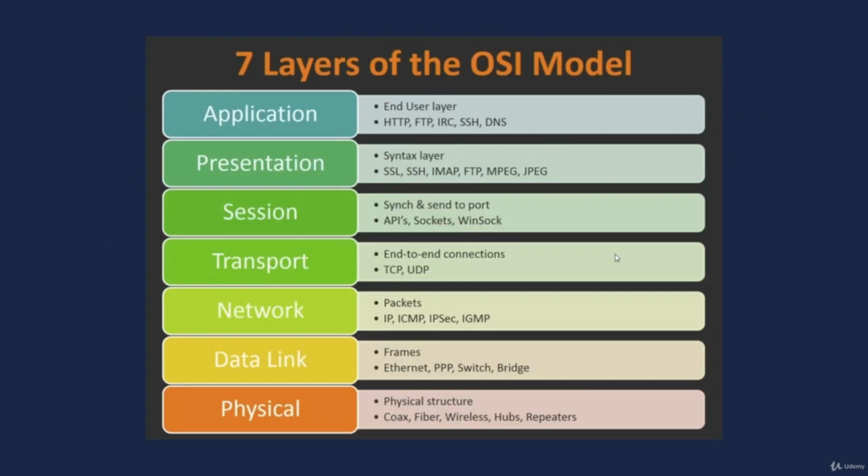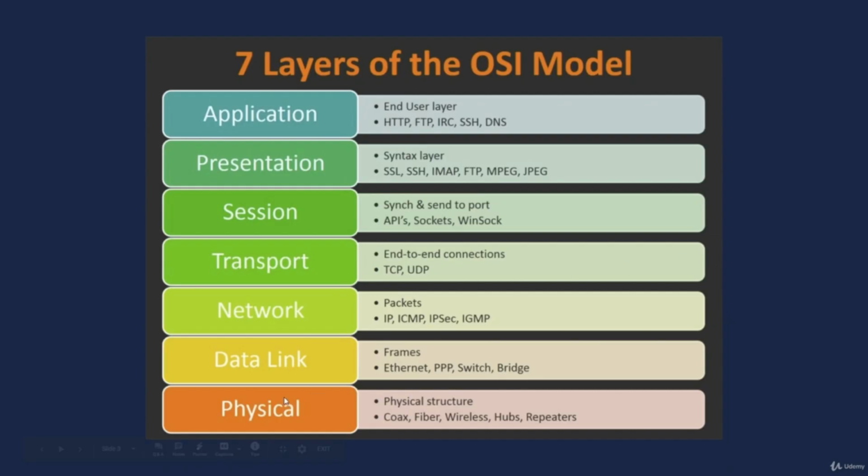Now, this, of course, can be explained by taking a look at it physically, or using an illustration like this or a diagram. So I'll just take you through it, and already you'll start understanding how networking works just by taking a look at this model. So we have 7 layers in the OSI model.